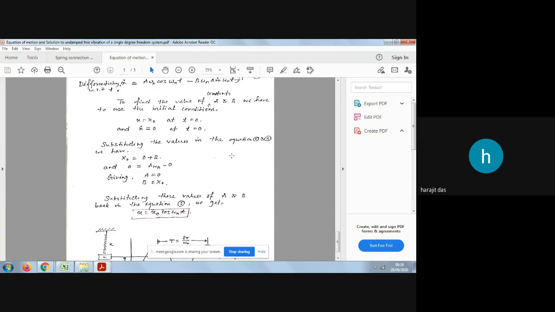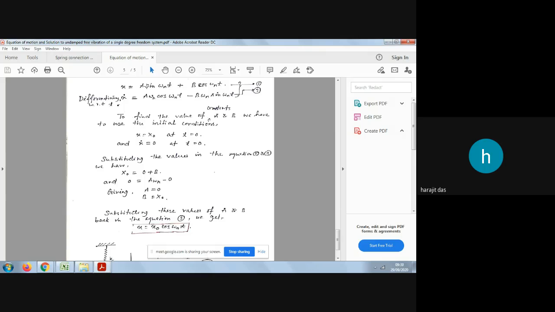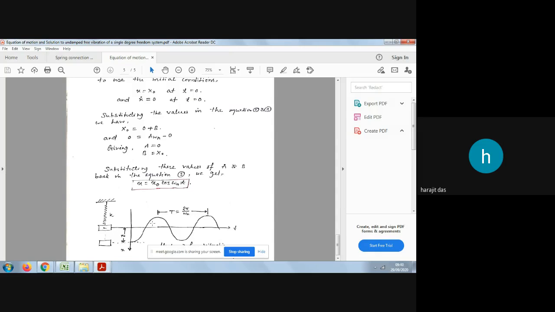So here, substituting these values of a and b back in equation 2, we will get x equals, instead of b I will write x naught. Though it is written small x, you should write capital X naught cos omega n t. Okay, so this is the basic equation of motion.